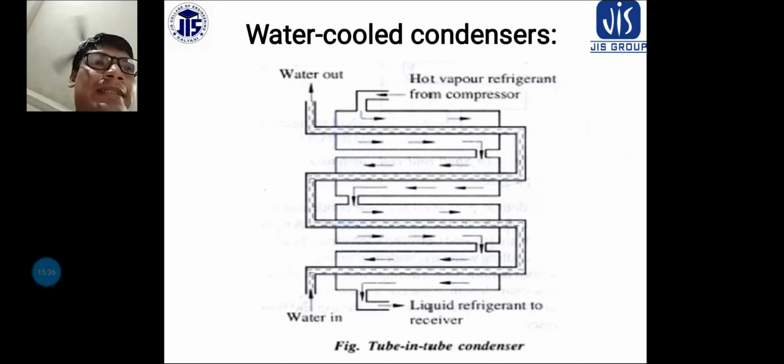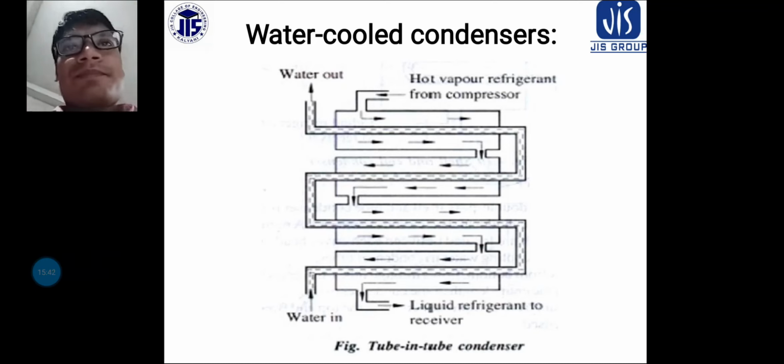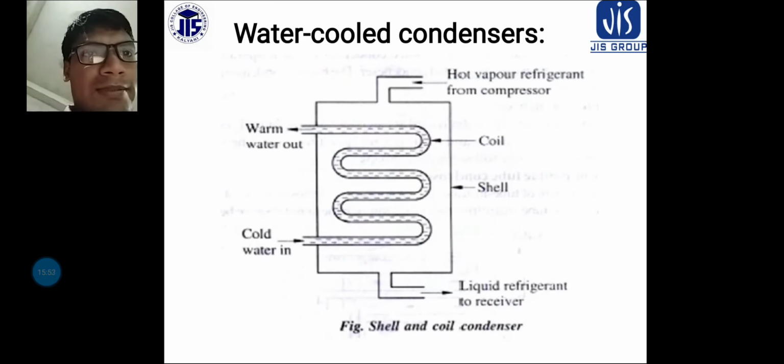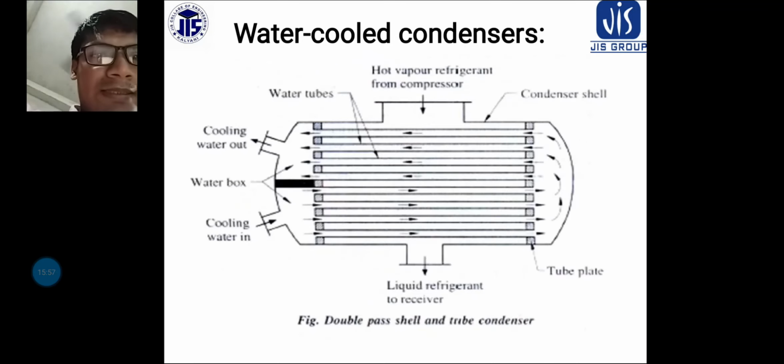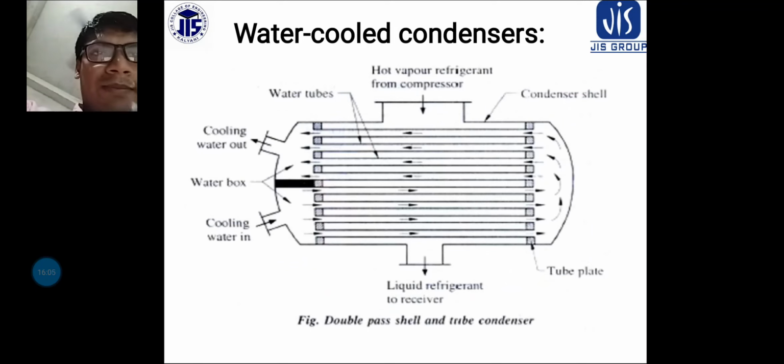Basically, water is taken for condensing purpose, so that is why it is called a water cooled condenser. The types of water cooled condenser are basically three: shell and tube condenser, shell and coil condenser, and double tube condenser. Okay, so you can see the shell and coil condenser. This is your double pass shell and tube condenser. After that we will discuss the evaporative condenser.